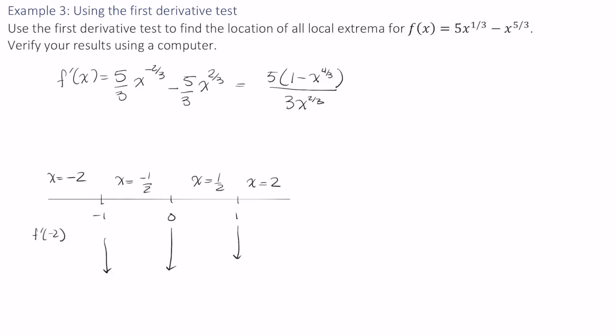The first derivative of f evaluated at -2 is less than 0. The first derivative of f evaluated at -1/2 is greater than 0. The first derivative of f evaluated at +1/2 is greater than 0. Finally, the first derivative of f evaluated at 2 is less than 0. That tells us that we have a min here, we have a max here, and right at x equals 0, we don't have a minimum nor a maximum.